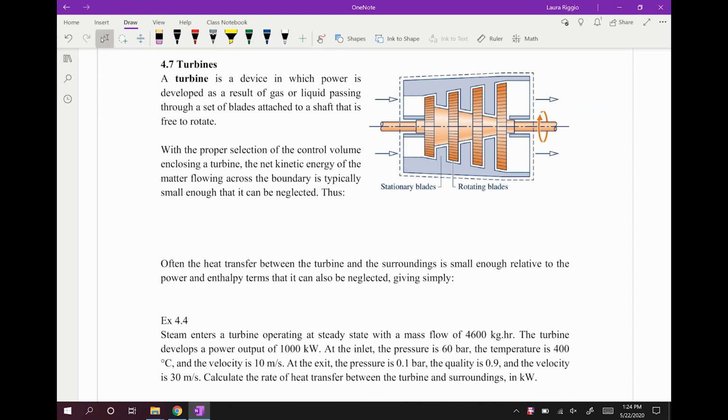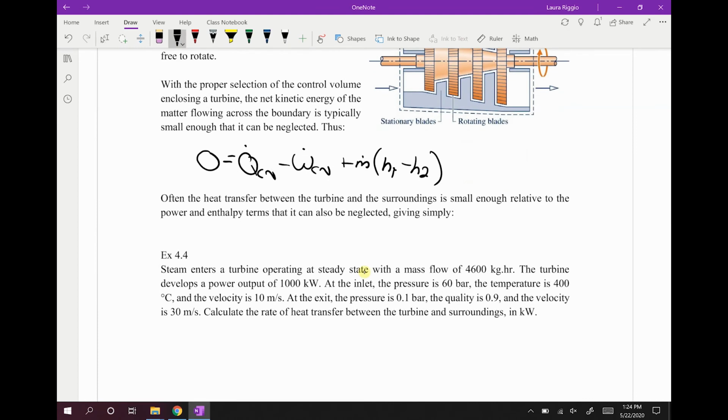If we properly select the boundary of our turbine, the kinetic energy of the matter flowing across the boundary is typically small enough to be neglected, so our energy rate balance reduces down to 0 = Q - W + m-dot (h1 - h2). And often heat transfer can also be neglected, so we get that our work is equal to our mass flow rate times our change in enthalpy.